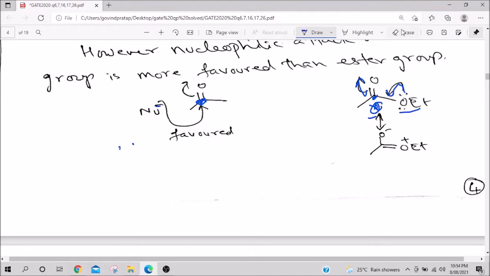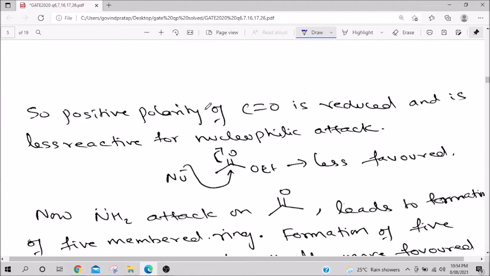So, we have to think from mechanism, then only we will get it. Just look at the product and do not go by it, because this was a very confusing question. People might have thought, okay, it might be some form of Clemmensen reduction and that is why that C double bond O is going, but it is not like that. You have to look at the mechanism. Nucleophile NH2 will attack C double bond O more favorably than COOEt. Nucleophile attack on ester is less favored than attack on carbonyl group. So, that is what is happening.